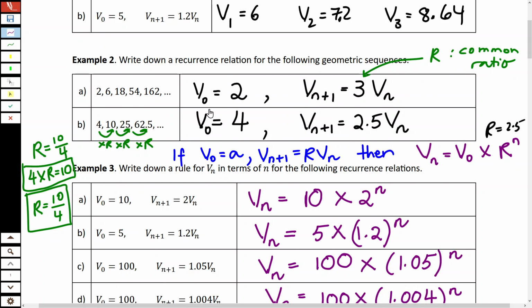Okay. So we've gone back to example 2 by popular request. What needs explaining here, Tyler?